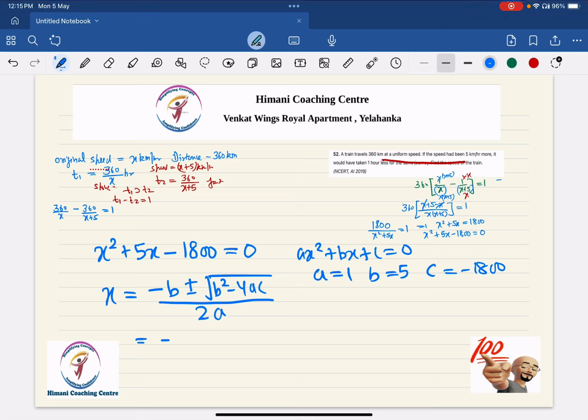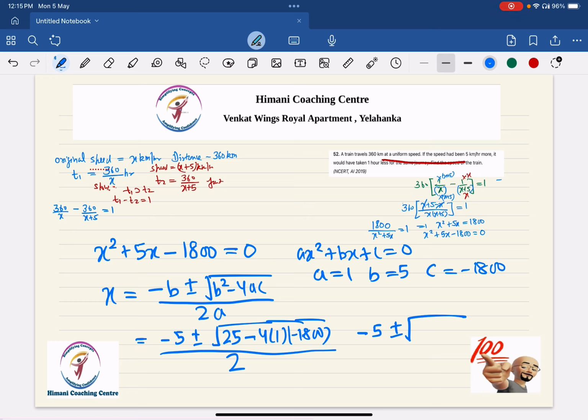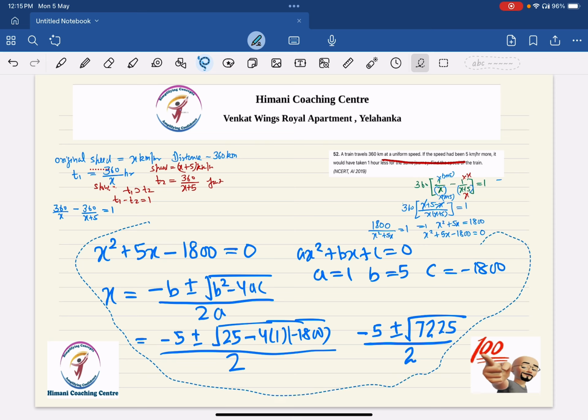So if we do that, we will get minus 5 plus minus b square, which is 25, minus 4 into 1 into minus 1800, and divided by 2 into 1, which is just 2. Now minus into minus is a plus, so we are getting minus 5 plus minus root of, so 18 times 4 is 72, so 7200, and plus 25, so 7225 divided by 2. Now 7225 square root is going to be 85.